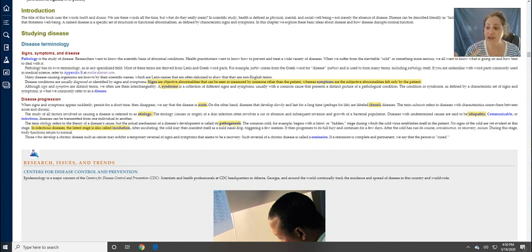Communicable is an infectious disease, and that's something we can spread from one person to another. Obviously, we're in the middle of this coronavirus situation. That's an infectious disease that we can spread from person to person. But so is the flu, measles, mumps, chicken pox, things like that.